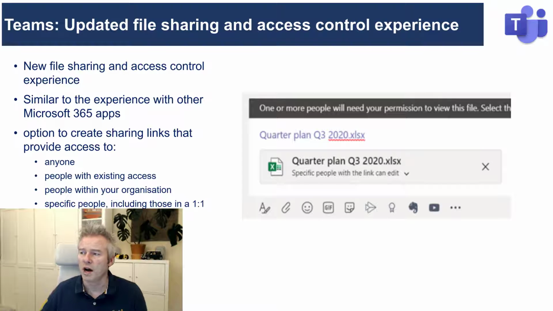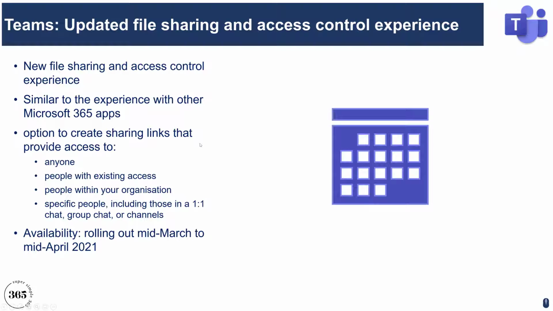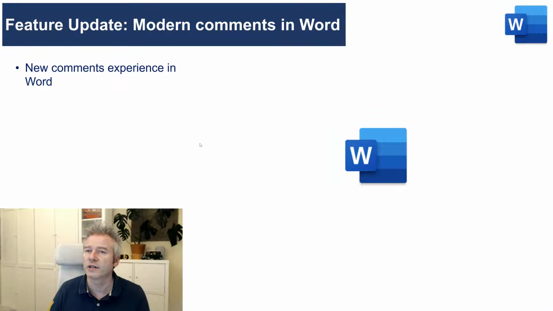So when you share a file to a chat or a conversation, you'll have this drop down here that I've just highlighted on the screen. For the podcast people, I apologise, just maybe come and look at the video sometime. So you can see I'm highlighting there, and you're going to see the ability just to confirm who can see that file. So can it be anyone with existing access, people in your organisation, or do you want to be more specific and decide who can see it? So you just get a lot more control over the files that you share in Teams. And this is rolling out mid-March to mid-April, so just a few weeks ago.